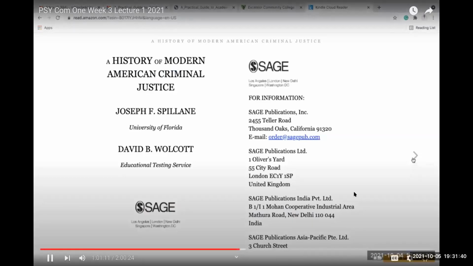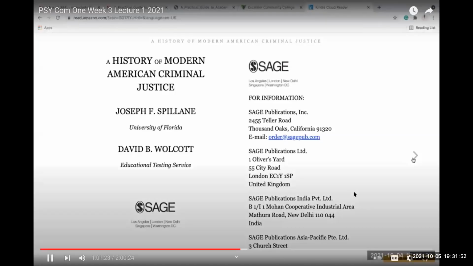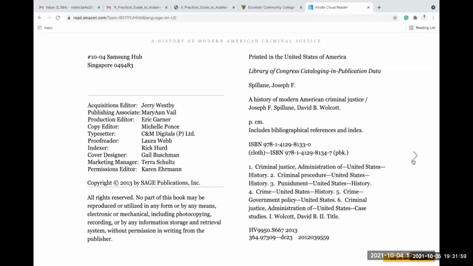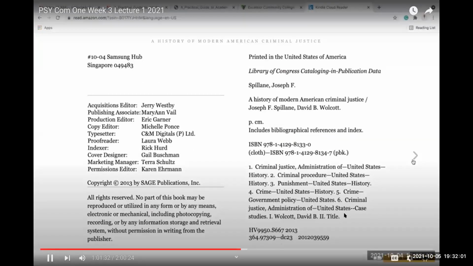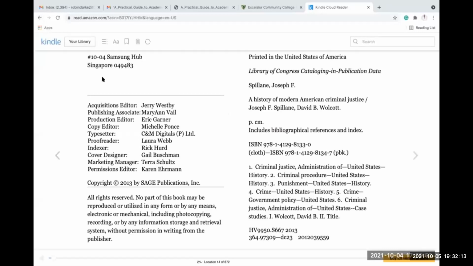Sage Publication Limited. So which one do you put? Oh, University of Florida. No, but that's where Joseph is from, and that's where David is from. Asian Pacific. I'll probably just leave it out because it's not so clear here. All right, so they have edited this, I know the copyright is Sage Publications. We have that. United States of America, that's what I would put. Printed in the United States of America. Place of publication, that's what I would put.